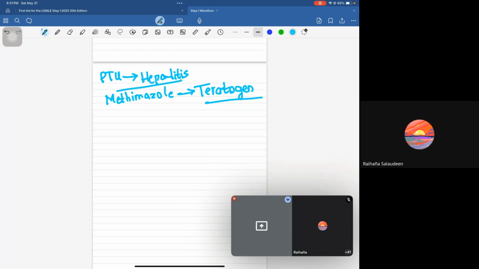This is important due to the fact that PTU is used in the first trimester. P stands for P, right? P is PTU and P is primary, and primary means first. So PTU is used in the first trimester to treat hyperthyroidism of pregnancy. If there is any hyperthyroidism of pregnancy, we are going to use PTU. Why don't we use methimazole in the first trimester? Because methimazole causes aplasia cutis, right?